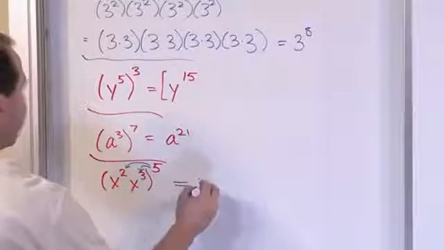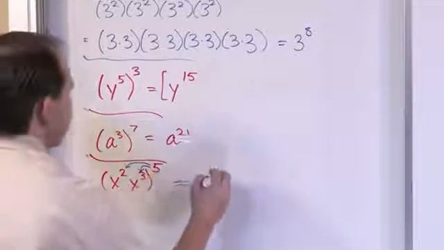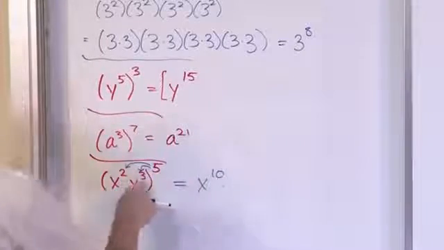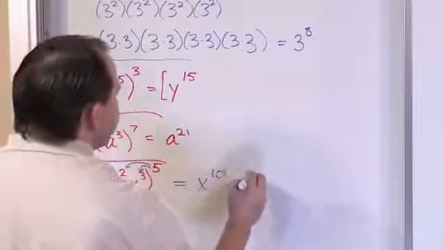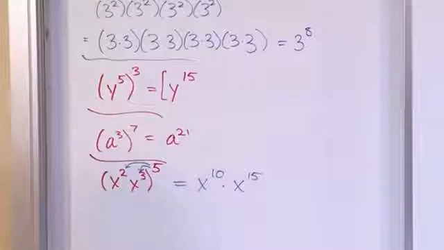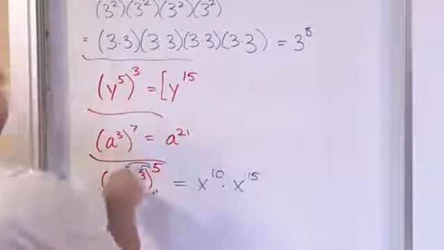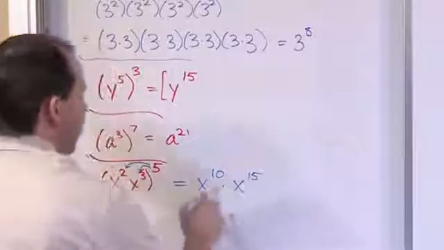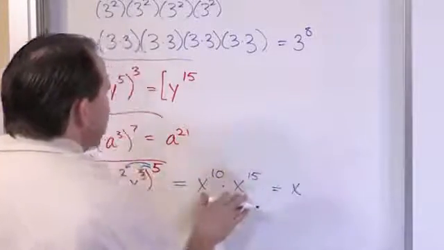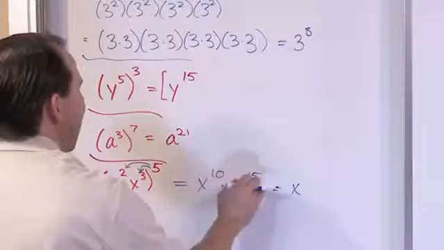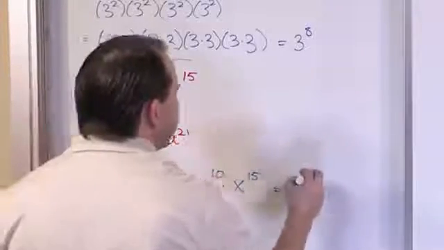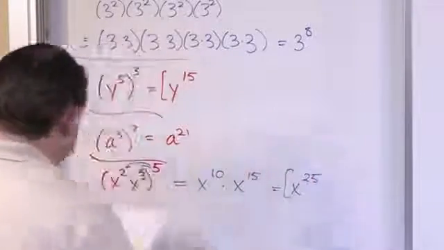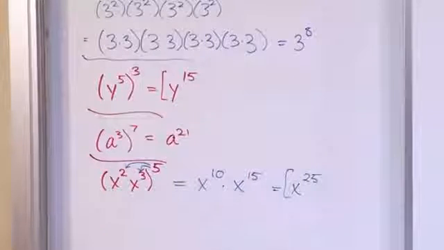So what you'll have is x, 2 times 5 is 10, and it's multiplied by x, 3 times 5 is 15, like this. So you get x to the 10th from this, x to the 15th from this, and notice when we look at this, we can actually combine these because we have common x. We add the exponents in this case, so we'll get x to the 25th. So this is the answer.